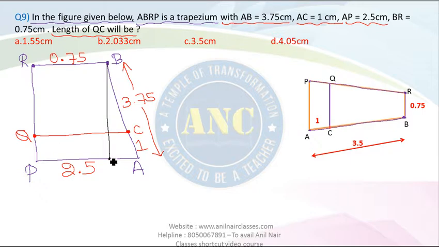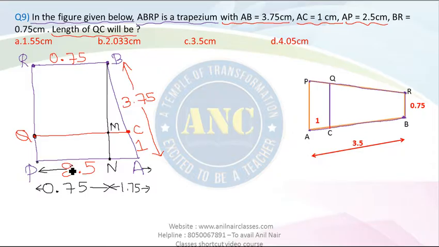If I drop this perpendicular, let me call this point N. Let me call this point also as some point M. Now can I say that BR is 0.75, QM will also be 0.75, PN also will be 0.75. That means from P to N it is 0.75. Out of total 2.5, P to N is 0.75. So from N to A it will be 1.75, because 1.75 plus 0.75 itself is total 2.5.